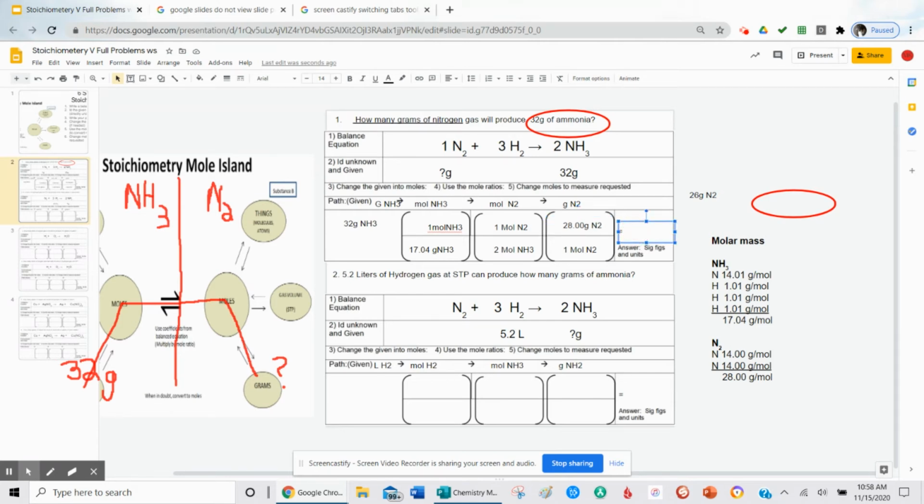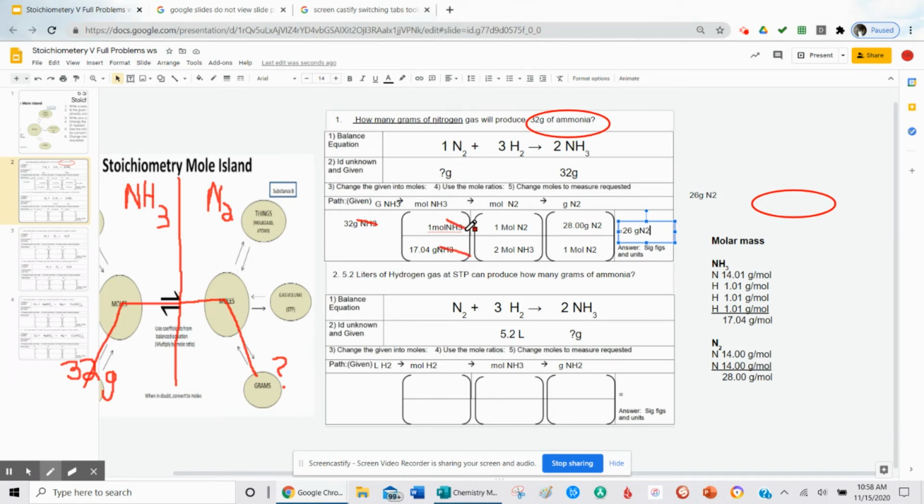But I only need two significant figures. How do I know that? My given has two significant figures, so my answer has two significant figures. And so that would be 26 grams of nitrogen gas. Now, how do I know that I set that up right and that it's grams of nitrogen gas? Well, my grams of ammonia cancel out, grams of ammonia cancel out.